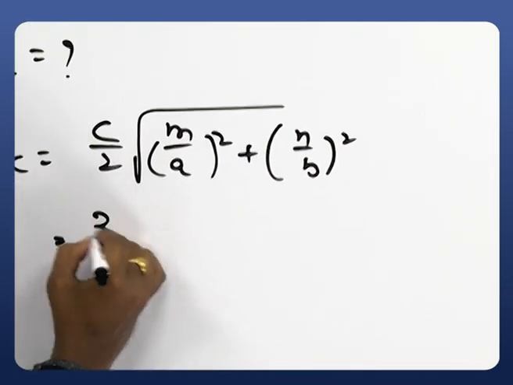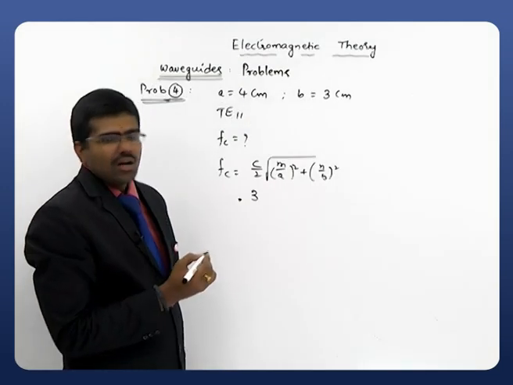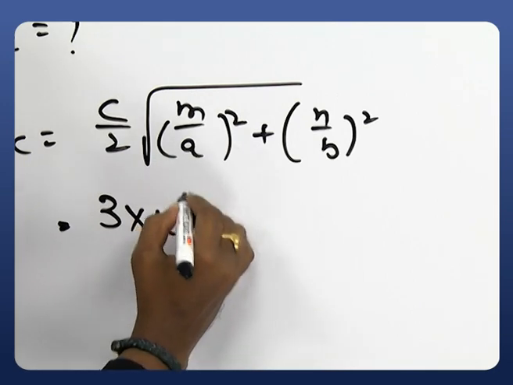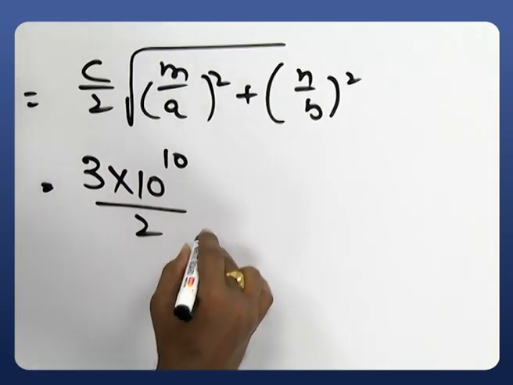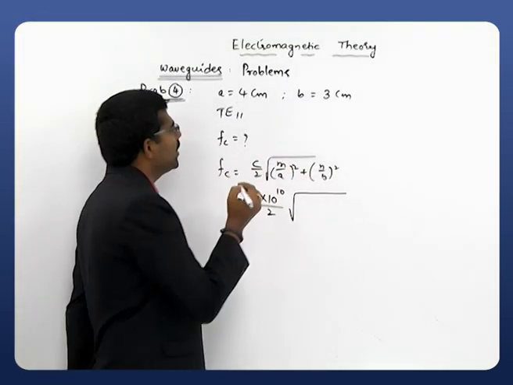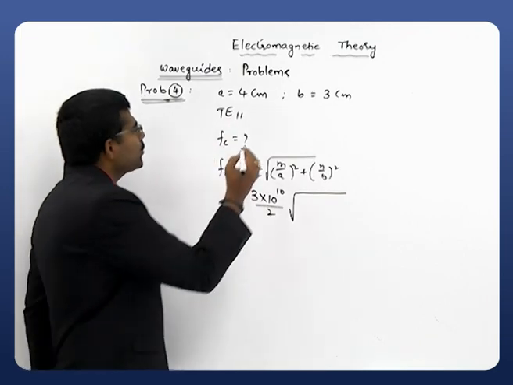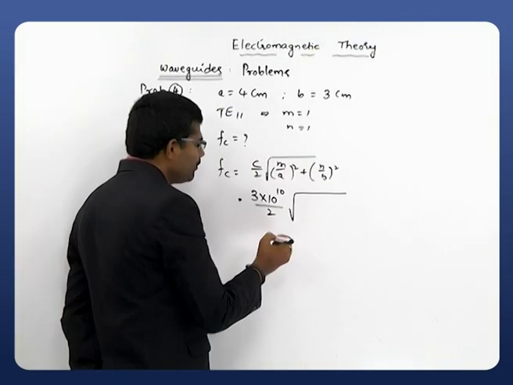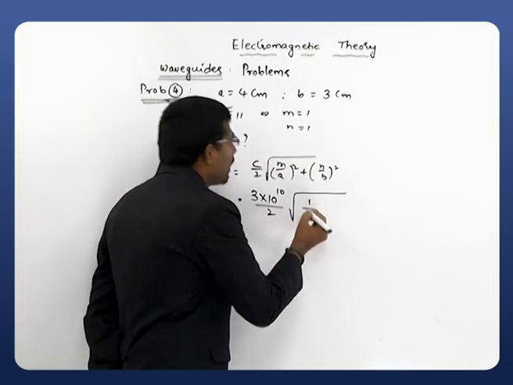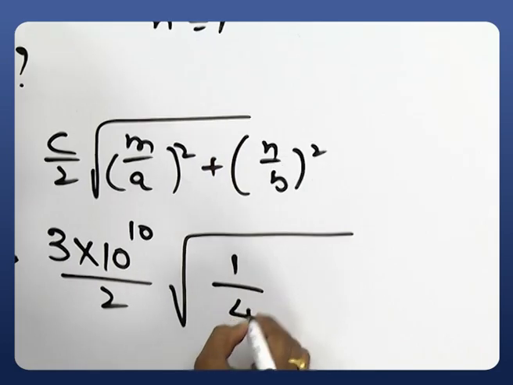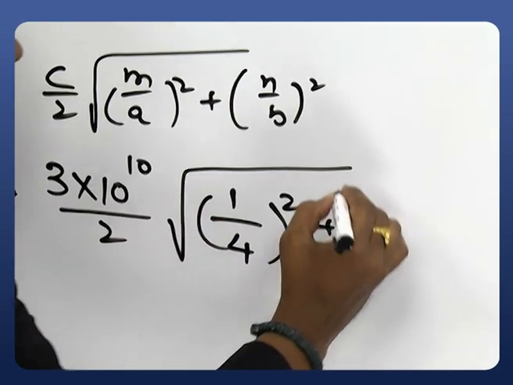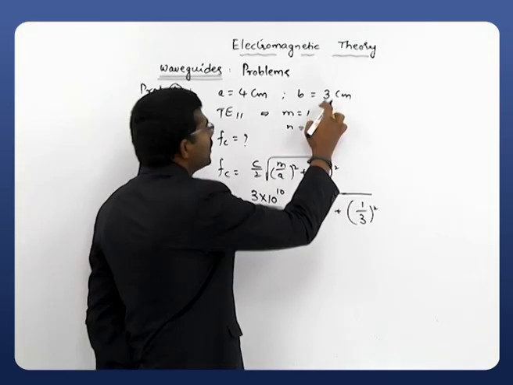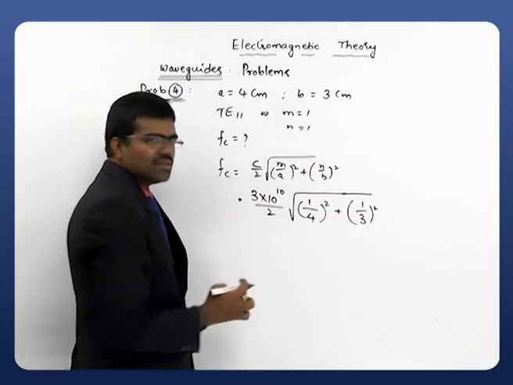Since all the dimensions are given in centimeters, write this one also in centimeters. 3 into 10 power 10 divided by 2 square root of, what is m here? TE11 corresponds to m equals 1, n is also equal to 1. So 1 divided by, a is equal to 4 centimeter, so (1 by 4) square plus, here also (1 by 3) square. The broader dimension is 4, narrower dimension is 3.